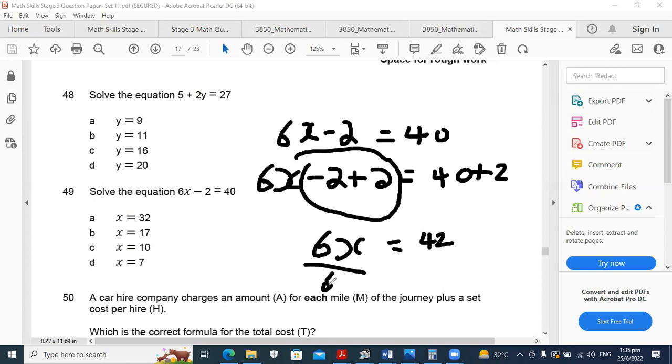And then you divide everything by 6. And what's 6 into 42? Is it 7? Yes, sir. This one is kind of hard to guess, you know. Let us work it out.